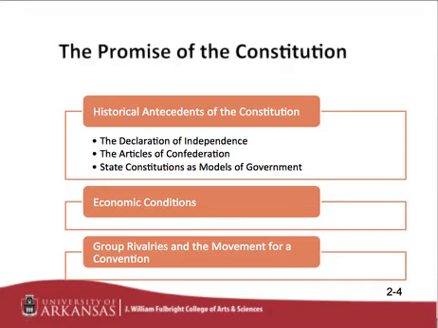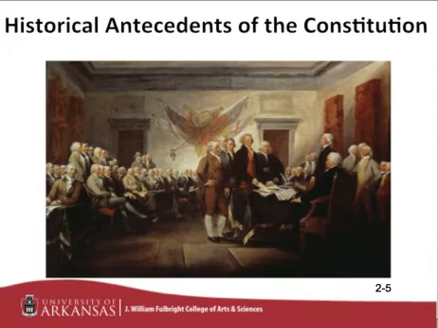So we'll take a look at the economic conditions, and we'll also take a look at group rivalries and the movement for a convention. So when we're considering the historical antecedents of the Constitution, what we're considering is that Thomas Jefferson, before he wrote the Declaration of Independence, and before John Hancock was the first to sign it in July of 1776, there were events that came about that led to this. So let's take a look at those events.